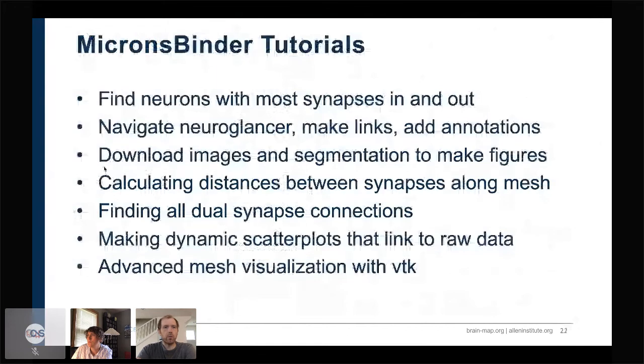All right, so what other tutorials do we have on the website? We've got tutorials to help you find neurons. For example, as a simple example, find neurons with the most synapses in and out of it, and make NeuroGlancer links and teach you about adding annotations to the data. There's a tutorial that talks about downloading images and overlaying them with segmentation to make figures to illustrate various findings you might find in the data.